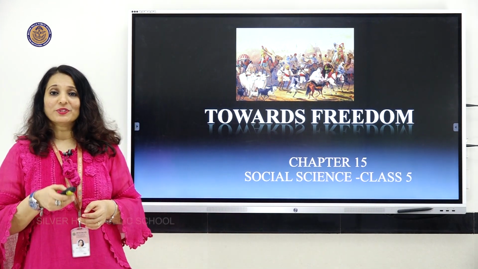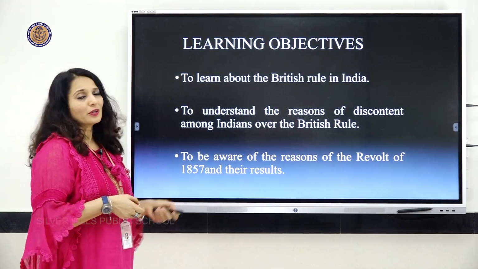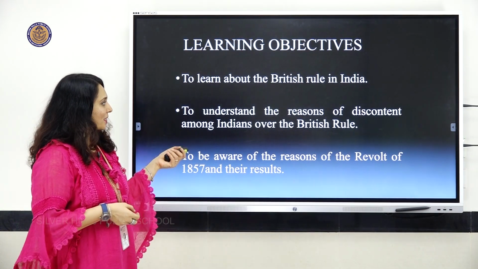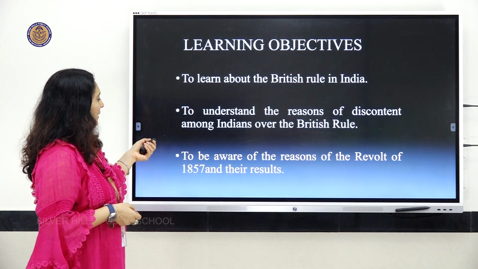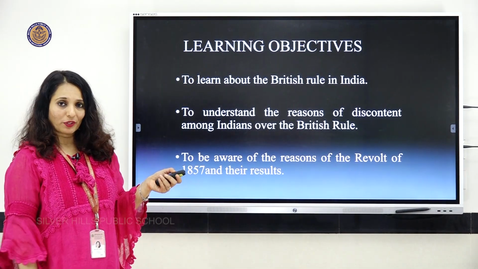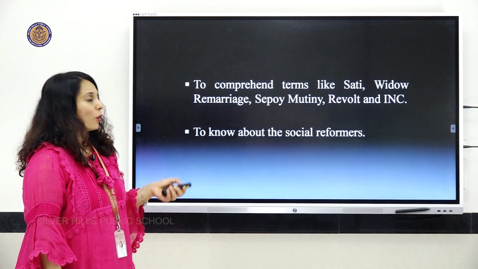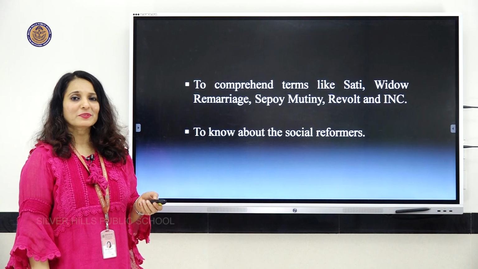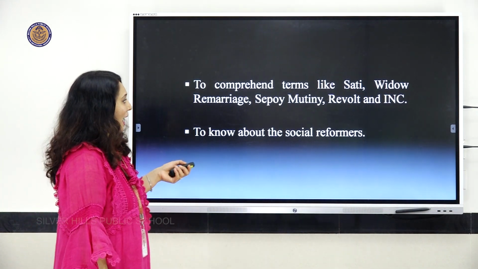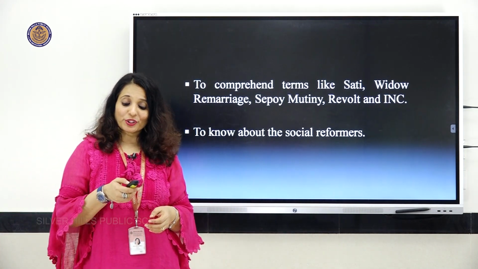So, the learning objectives for this particular chapter will be to learn about the British rule in India, to understand the reasons of discontent among Indians over the British rule, to be aware of the reasons of the revolt of 1857 and their results, to comprehend certain terms like sati, widow remarriage, sepoy mutiny and INC, also to know about the various social reformers.